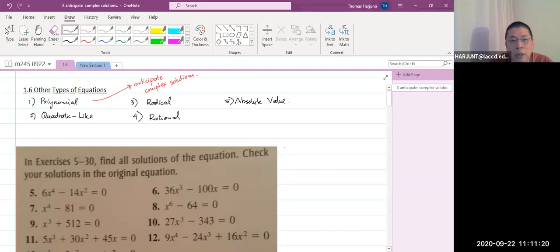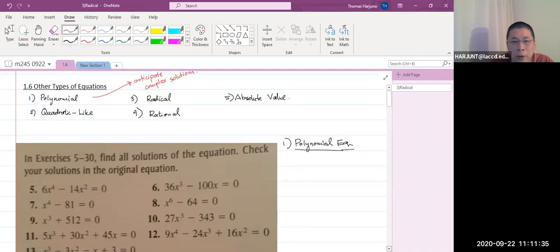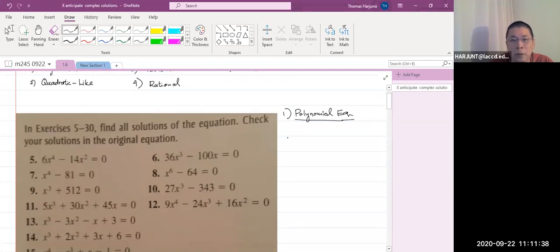Okay, I'll start with the first one, polynomial type. Polynomial equations. We rely heavily on factoring. For example, number 6, 36x cubed minus 100x. Keep in mind, the first factoring that you need to try every time is greatest common factor.